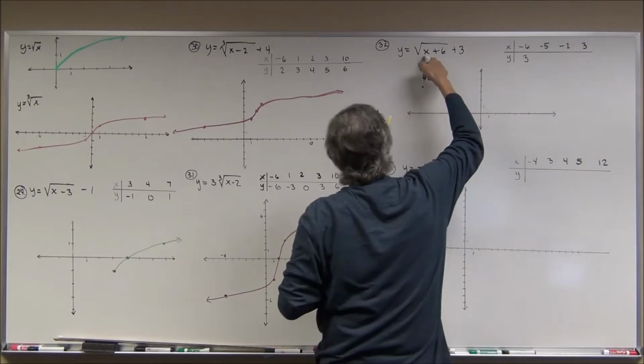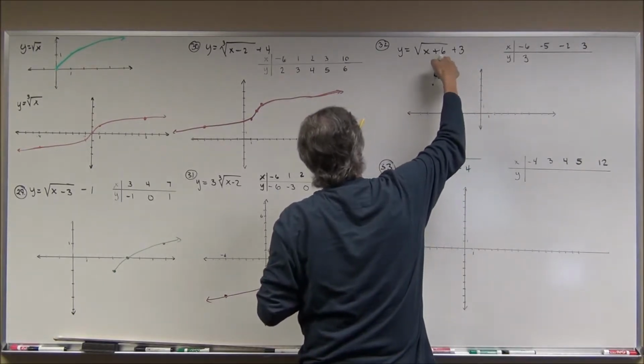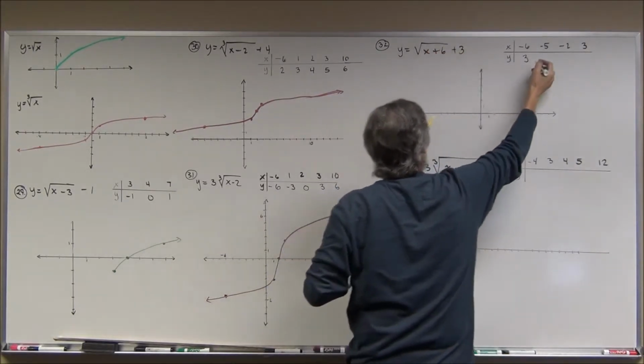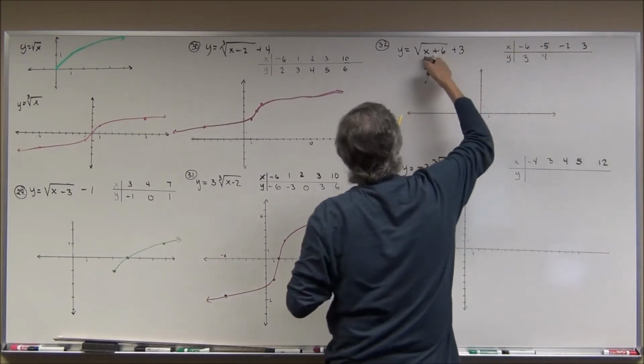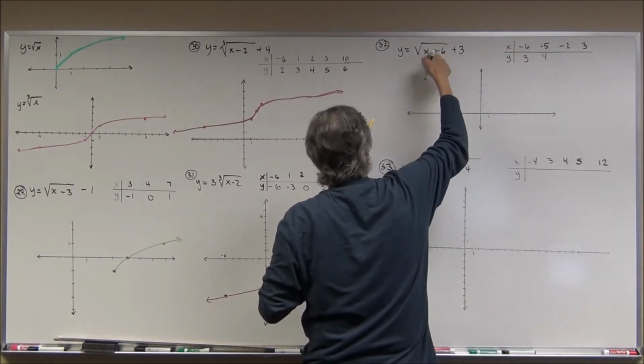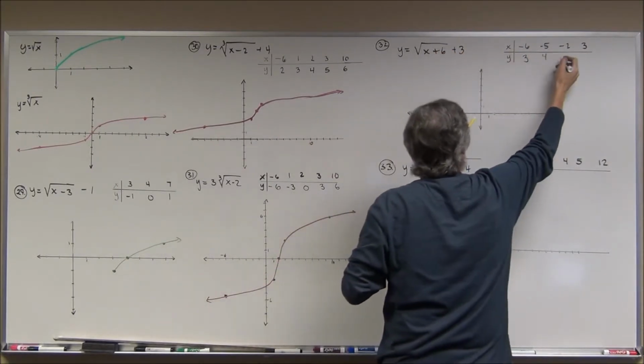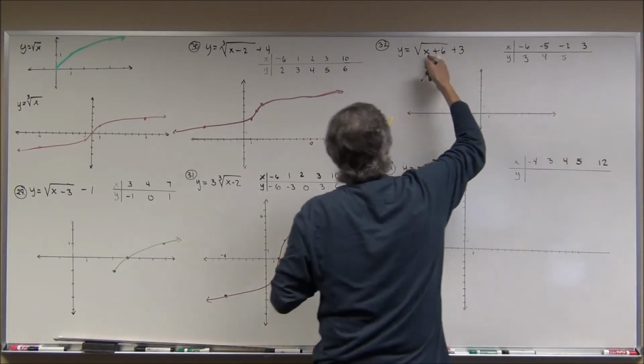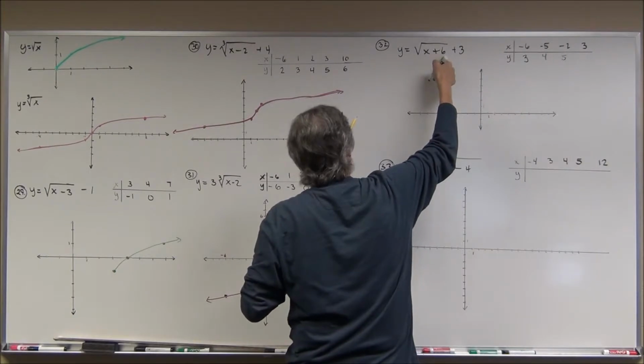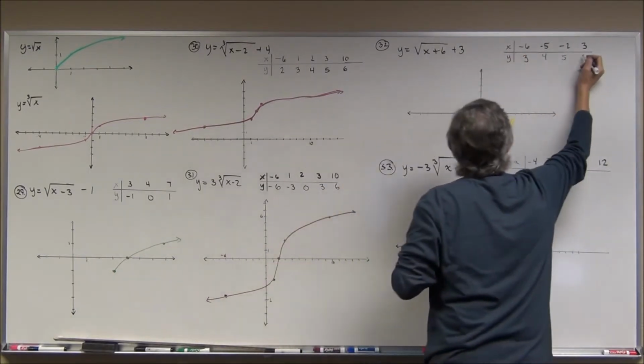If I plug -5 in, -5 plus 6 is 1. The square root of 1 is 1, plus 3 is 4. If I plug -2 in, see how I pick these values? -2 plus 6 is 4. The square root of 4 is 2, plus 3 is 5. If I plug 3 in, I get the square root of 9, which is 3, plus 3 is 6.